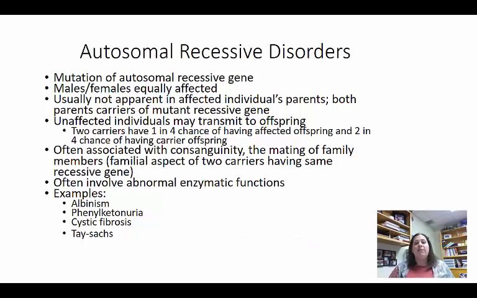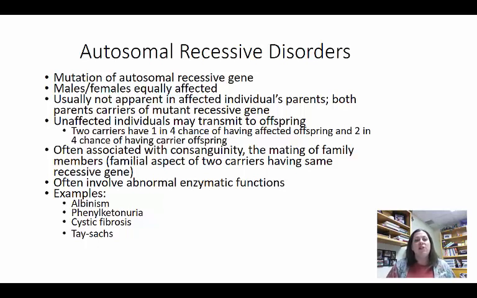Two carriers have a 1 in 4 chance of having a child or an offspring that has the issue. If they are both carriers, they also have a 50% chance of having a child who's also a carrier. When we look at autosomal recessive disorders, we see that they are going to affect enzyme functions a lot of times, and so the enzymes become abnormal, which potentially causes problems for the individual.